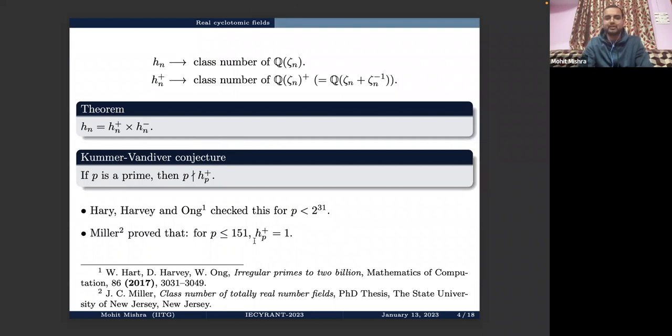And he proved that the class number of Q(zeta_p)^+ is exactly equal to 1 for primes up to 151. If you look, this result is quite a bit stronger than this one. This only says about the indivisibility of the class number of Q(zeta_p)^+ by the prime p. But Miller exactly calculated the class number for primes up to 151.